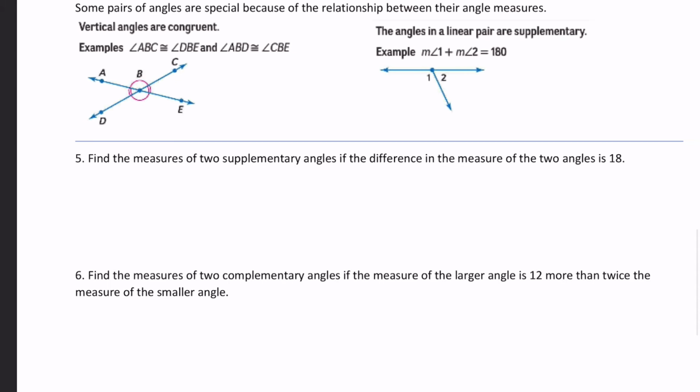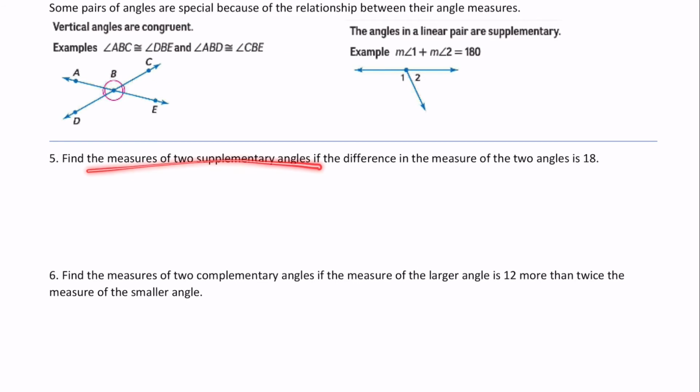Number 5 says: find the measure of two supplementary angles if the difference in the measure of the two angles is 18. Okay, so when we're dealing with supplementary angles, number 1, let's go ahead and highlight that, that means I have to equal that to 180. Now, we're dealing with two angles here, right? One of the two angles, let's call that the first angle, says the difference is 18, which means I will write x minus 18, because I'm talking about difference, and that means subtraction in mathematics.